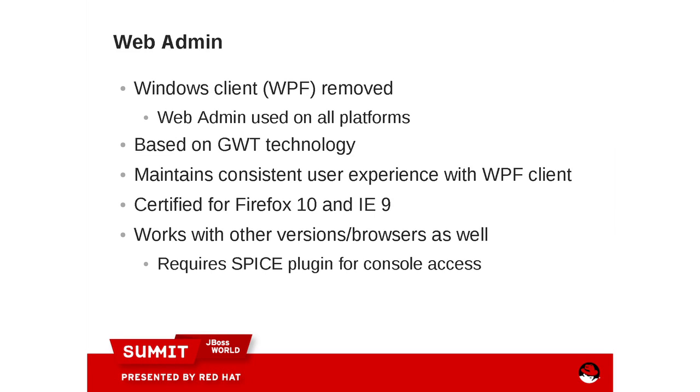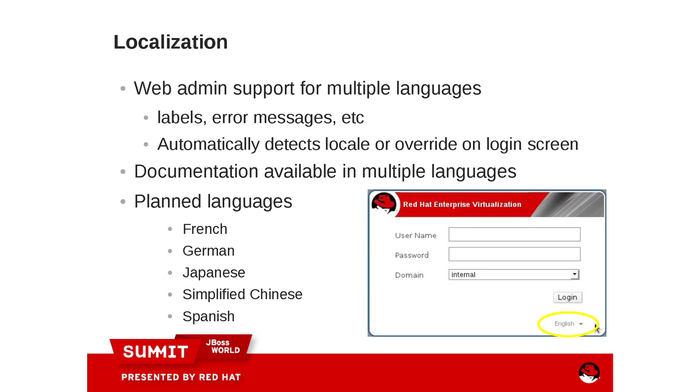In 3.1, you can get the user interface in multiple languages. So both labels and error messages are now being localized to multiple languages. It's going to be based on the locale your browser sends, but you can change that if you want to have a different language. And we're also doing localization for a lot of documentation.